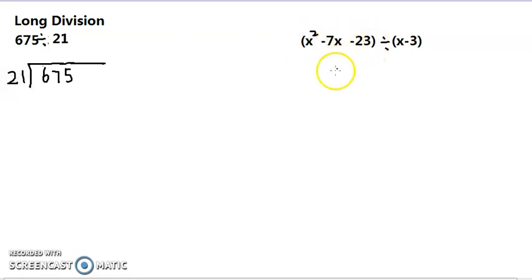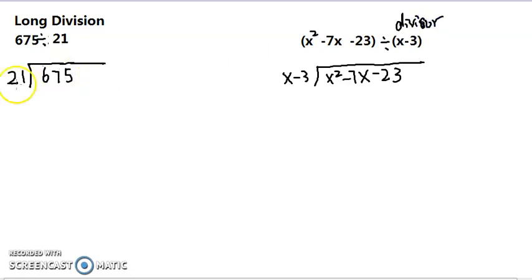Similarly, we're going to do the same thing when we do long division with the algebraic expressions. So we put the first, which is called the dividend, x squared minus 7x minus 23, under the line. So this first one corresponds to the number 675. And the second expression, x minus 3, corresponds to 21 there. It's called the divisor. So this is our divisor here, just like 21 is the divisor.